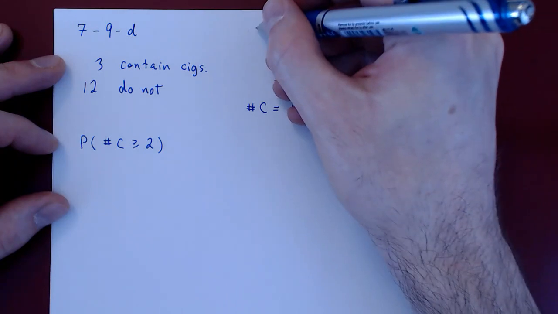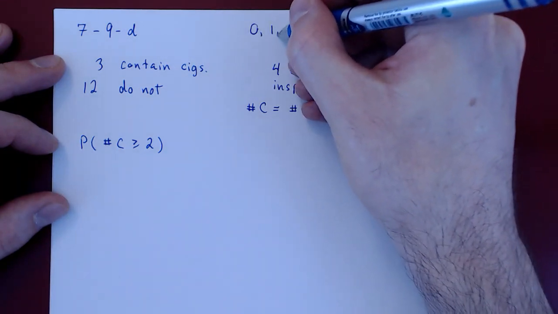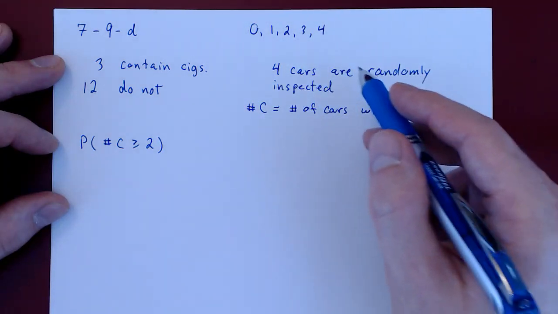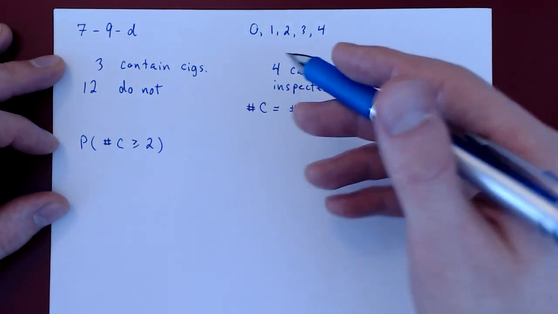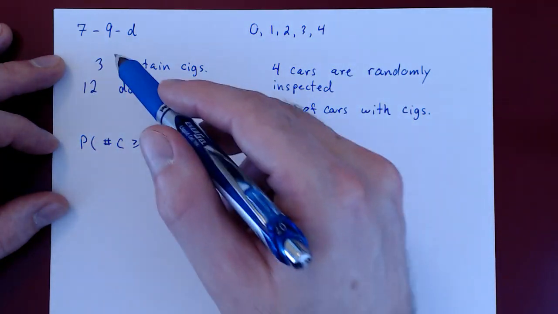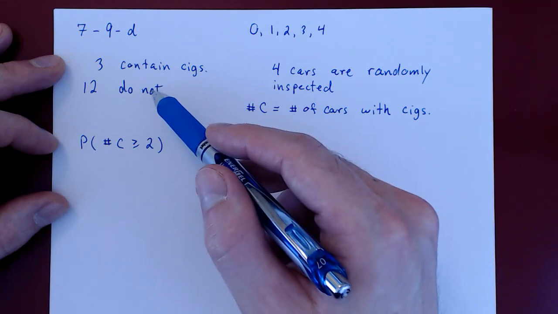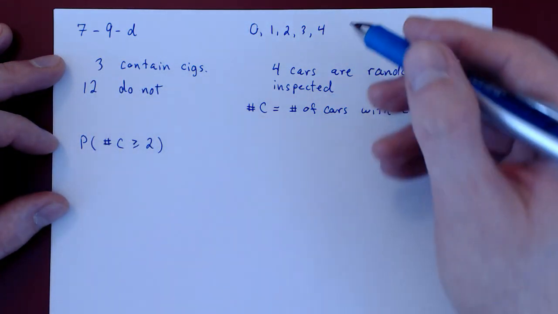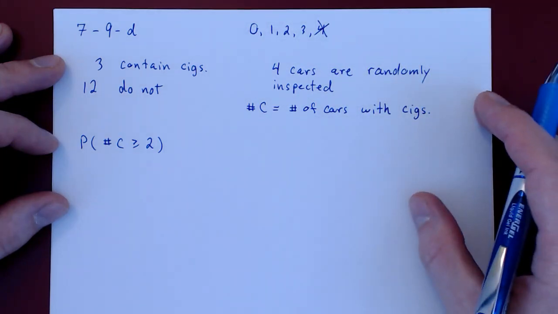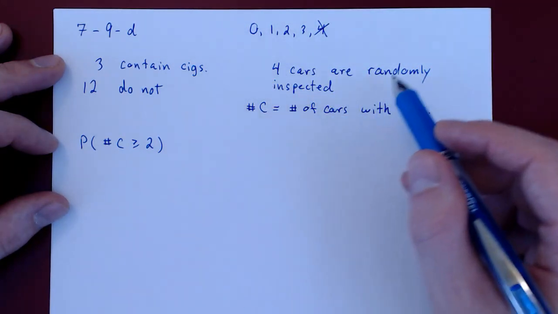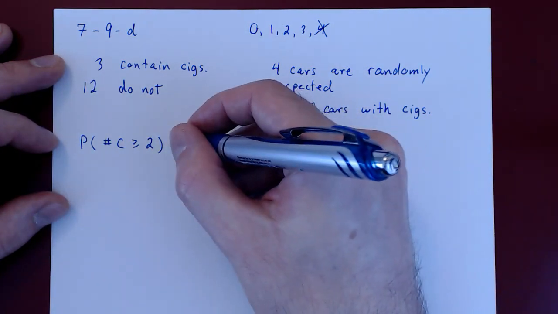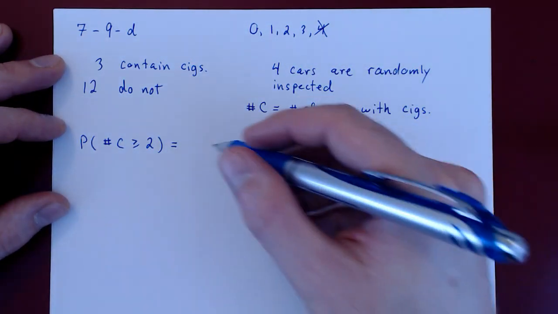At first you might think, either none, 1, 2, 3, or 4, since we're selecting exactly 4 cars and up to 4 may contain cigarettes. But that's not the case, because in total, out of the 15 available cars, only 3 contain cigarettes. So there cannot be 4 cars that contain counterfeit cigarettes out of the 4 that we've inspected, as there are at most 3.